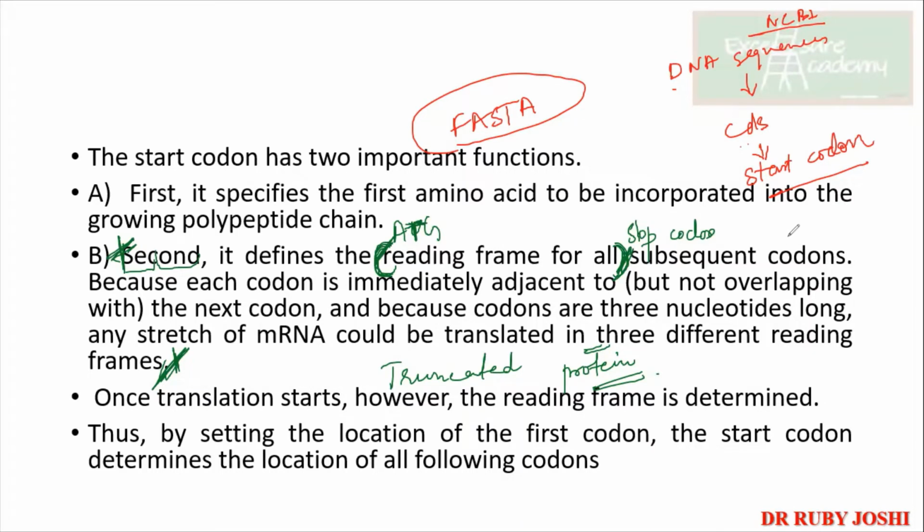Then the next step: suppose you are getting this only, but you really want to make sure that this gene is working. Either you change the gene, or you can go for SDM. What is SDM? Site directed mutagenesis.